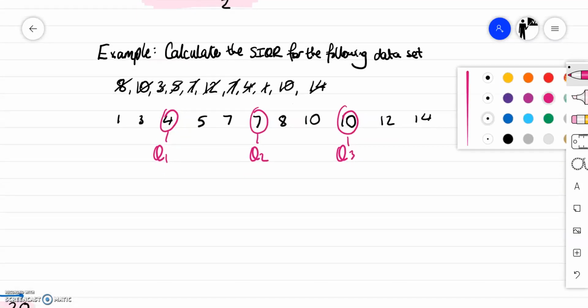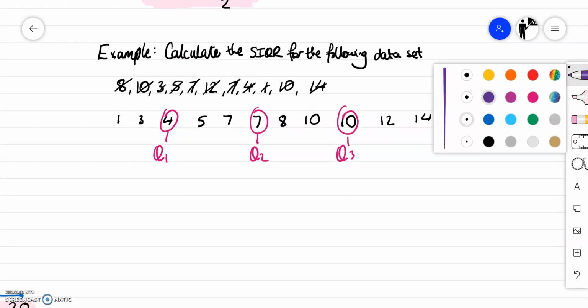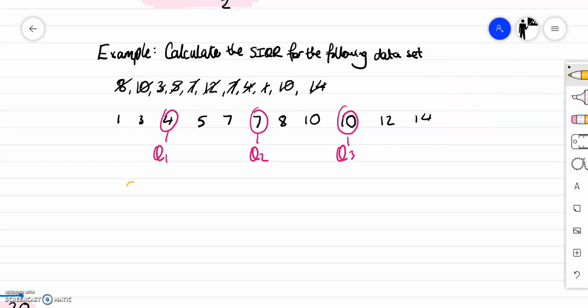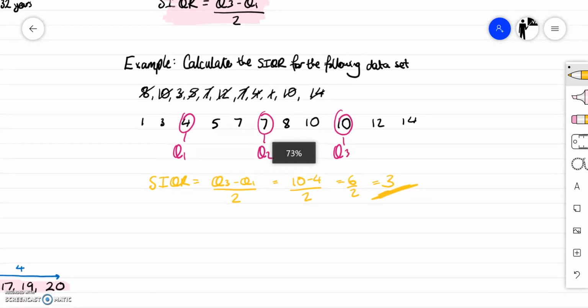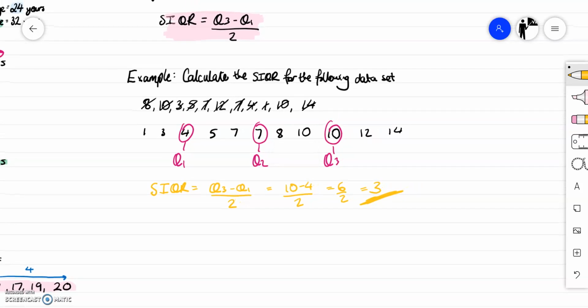So, once we've done that, we can work out our semi-interquartile range. To work out the semi-interquartile range, we'll do Q3 minus Q1 over 2. That's going to be 10 minus 4 over 2, which is 6 over 2, which is 3. The semi-interquartile range for this data set is 3. It's important you can interpret what a semi-interquartile range is.